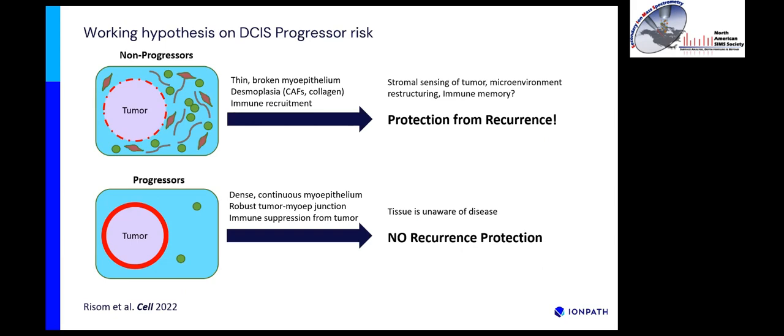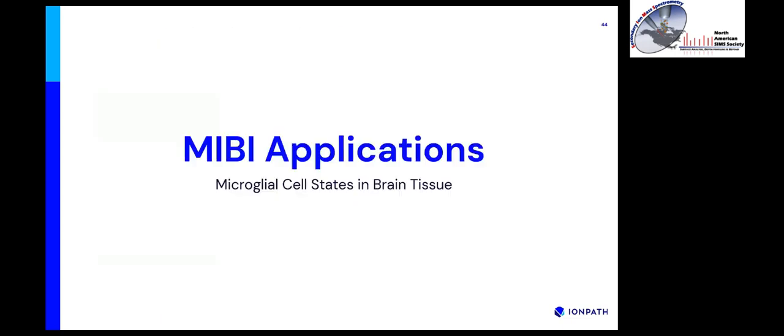And so why would the myoepithelium breakdown in non-progressors be protective? The working hypothesis here is that the thin broken myoepithelium allows the immune cells to come in and figure out that something's going on and protect it from recurrence, whereas a dense, intact myoepithelium prevents the tissue from realizing that there's a pre-invasive form of breast cancer here and coming in and fighting this.